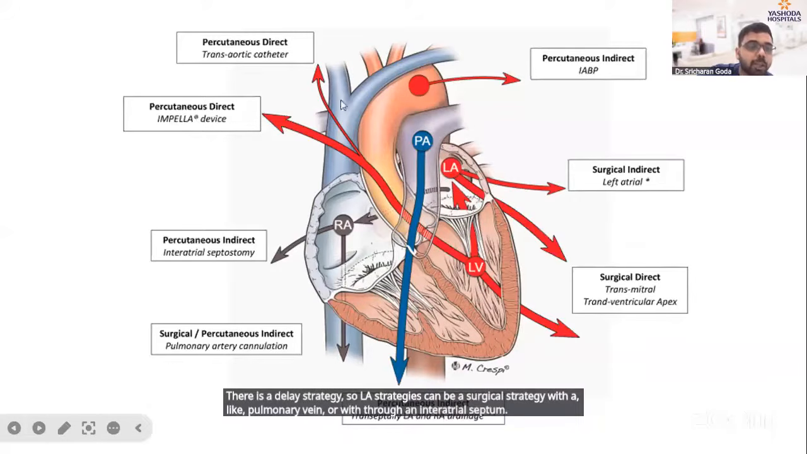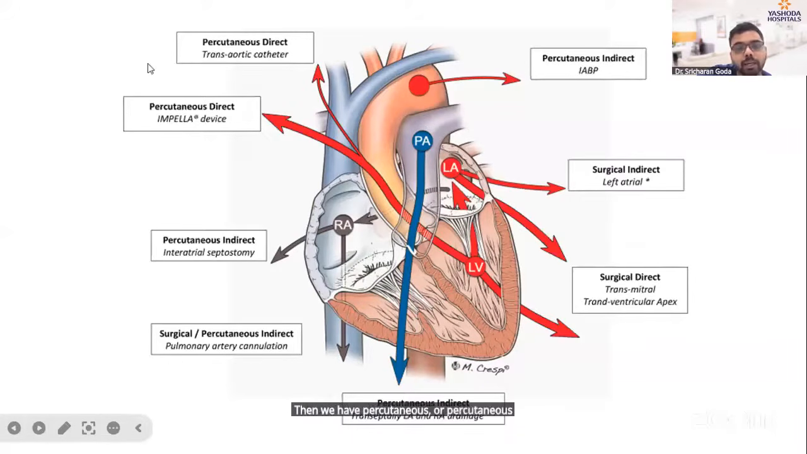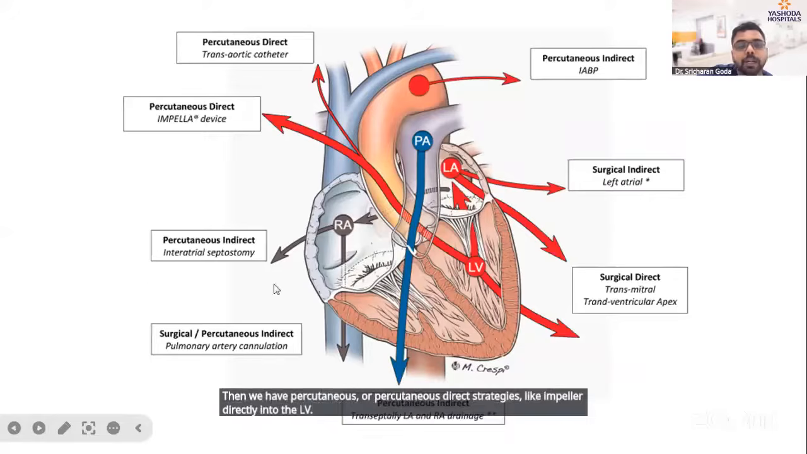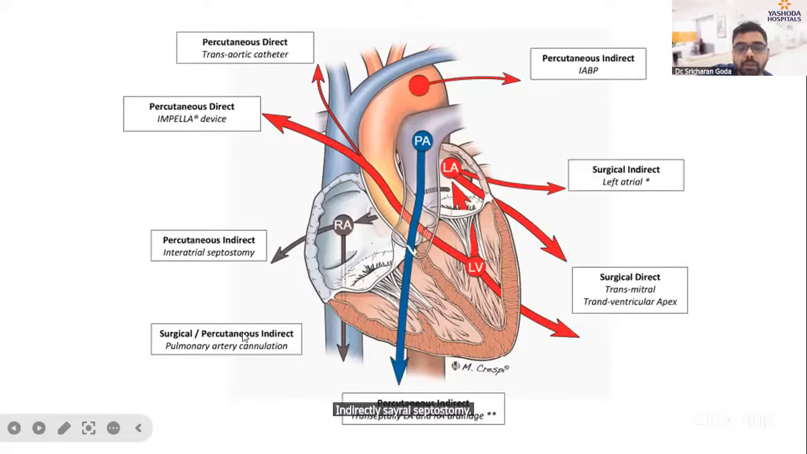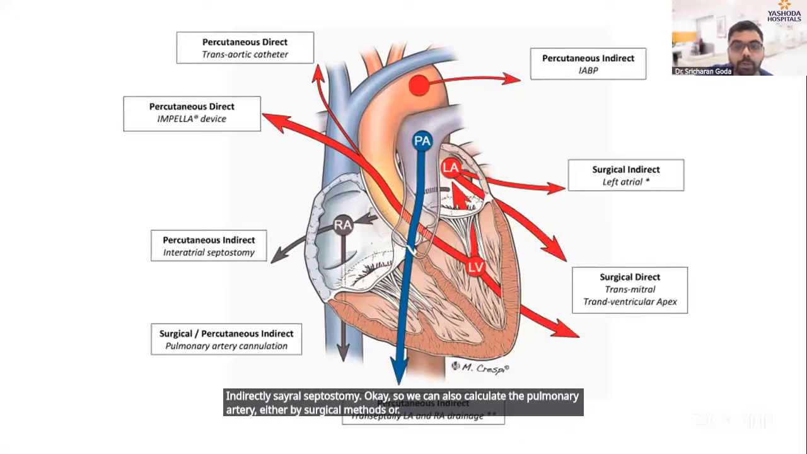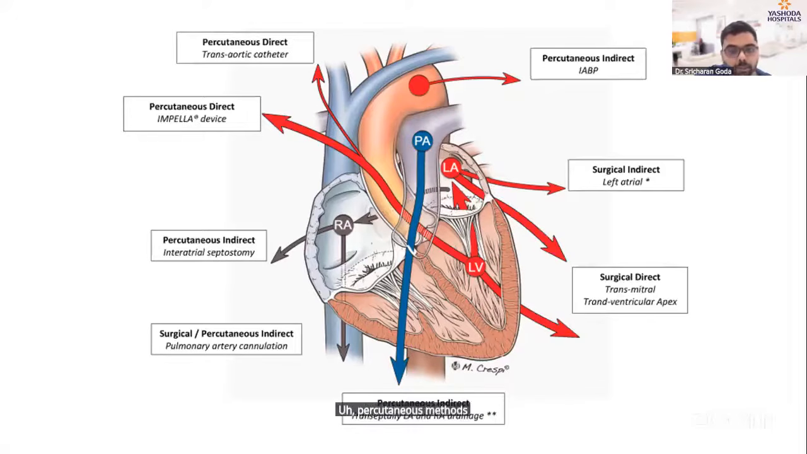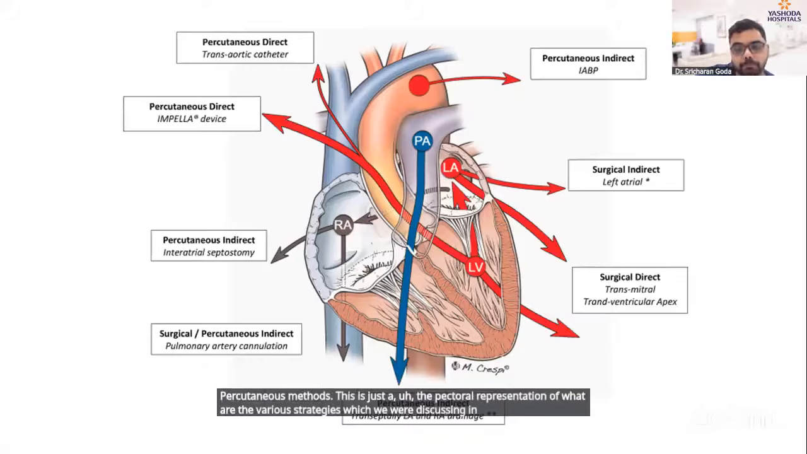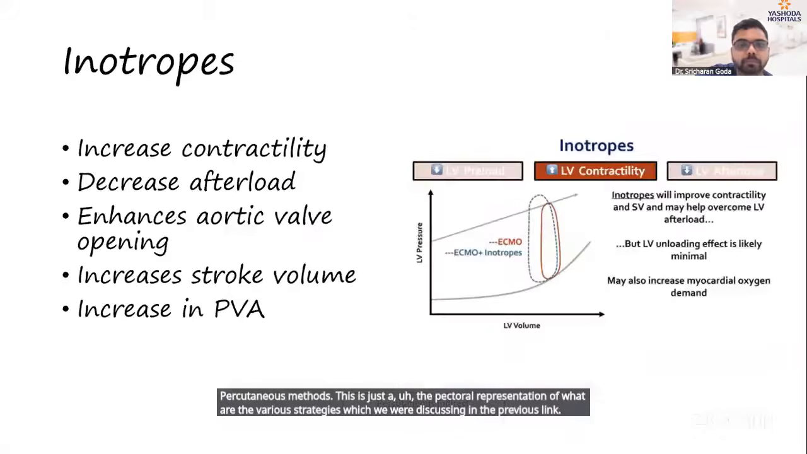Then we have percutaneous direct strategies like Impella directly into the LV. Indirect is atrial septostomy. We can also cannulate the pulmonary artery, either by surgical or percutaneous methods. This is just the pictorial representation of the various strategies which we were discussing in the previous slide.